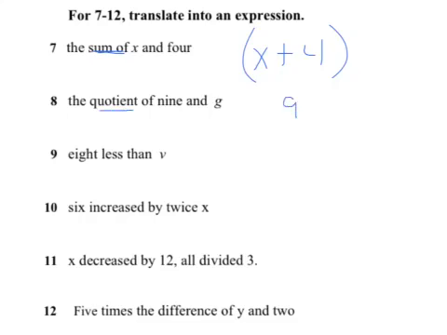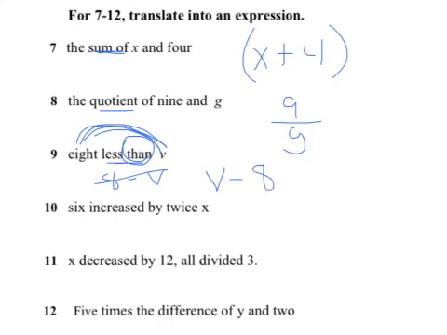So 9 divided by g. On number 9, it's 8 less than v. Less than tells us to subtract, and then the word than is called a turnaround word. So instead of writing it 8 minus v, we're going to turn these two things around, right? So the v is going to go in the front, and then it's going to be 8 less than that. So it's going to be v minus 8, or 8 less than the starting value of v.